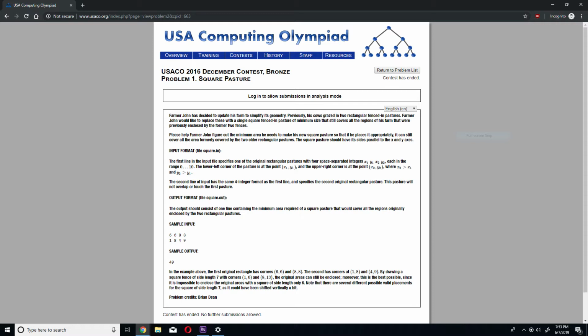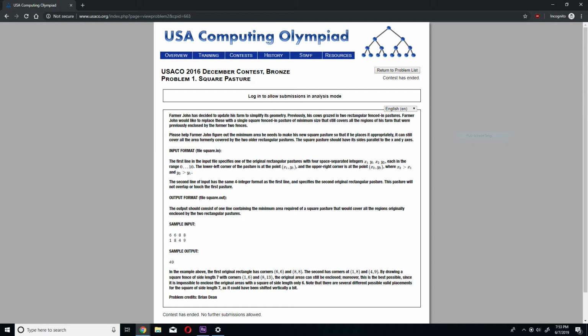Farmer John has decided to update his farm to simplify his geometry. Previously, his cows grazed in two rectangular fenced-in pastures. Farmer John would like to replace these with a single square fenced-in pasture of minimum size that still covers all the regions of his farm that were previously enclosed by the former two fences. Please help Farmer John figure out the minimum area he needs to make a new square pasture so that if he places it appropriately, it can still cover all the area formerly covered by the two older rectangular pastures.